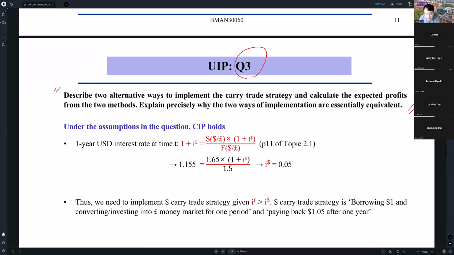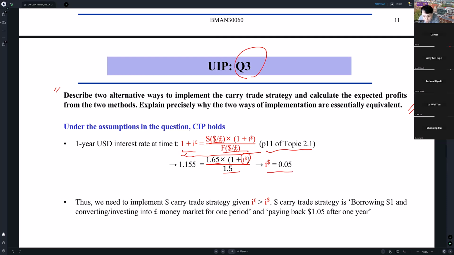We are using that here. So this is the CIP form. You can take a look at page 11 of topic 2.1 CIP slide if you're not sure about this. So we're going to just plug in numbers. The pound interest rate is 15.5%. Spot exchange rate is 1.65. Forward rate is 1.5. And we are supposed to compute the dollar interest rate.